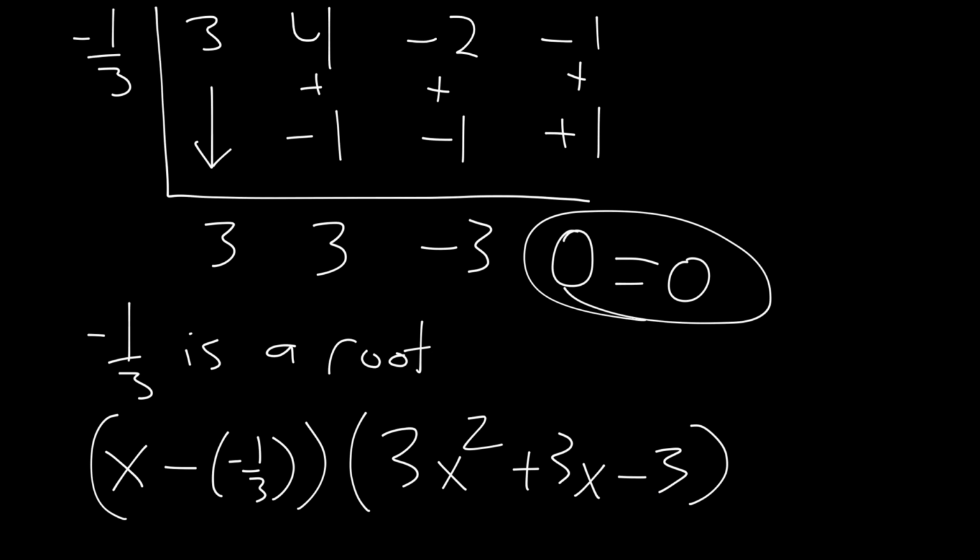We could continue with this new polynomial we have here and attempt to factor it further. However, in this case, if you look at the discriminant, you'll find that this is an irreducible polynomial. This is irreducible. Hence, what we have here is our fully factored polynomial.